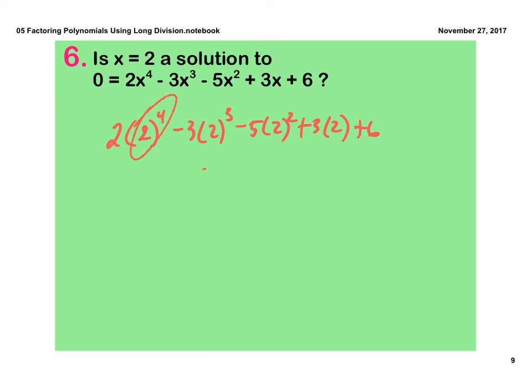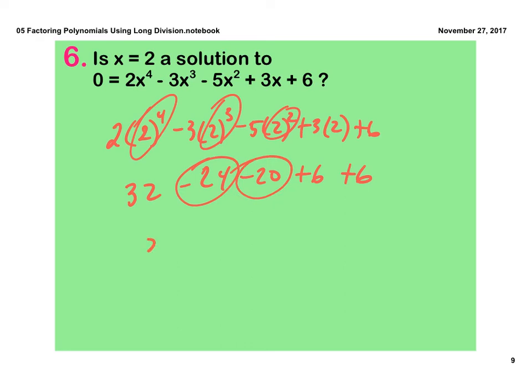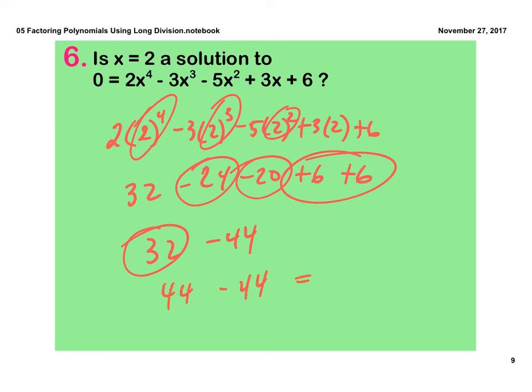2 to the fourth, 16 times 2 is 32. 2 to the third is 8 times negative 3 is negative 24. 2 squared is 4 times negative 5 is negative 20. And then plus 6. All right, I want to put some of these together. This is a negative, this is a negative. So that's 32 minus 44. And then this is a 12 and a 32. Makes a 44 minus 44. Oh my gosh, it does equal 0.